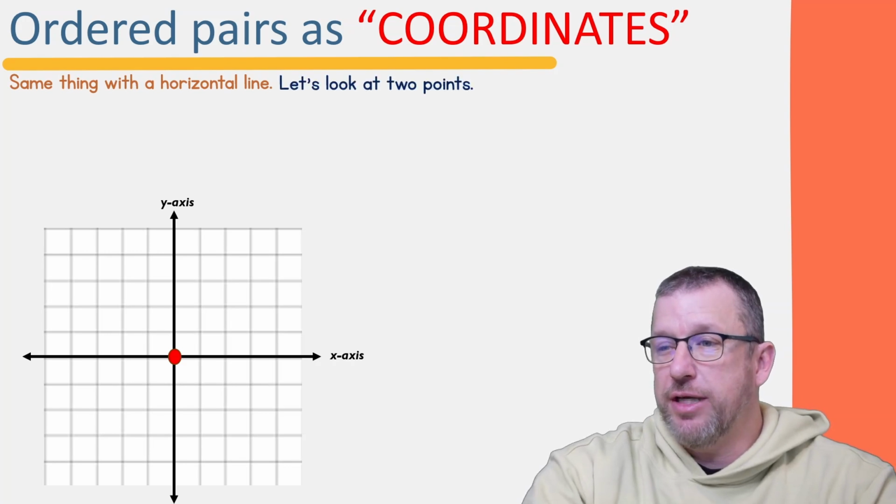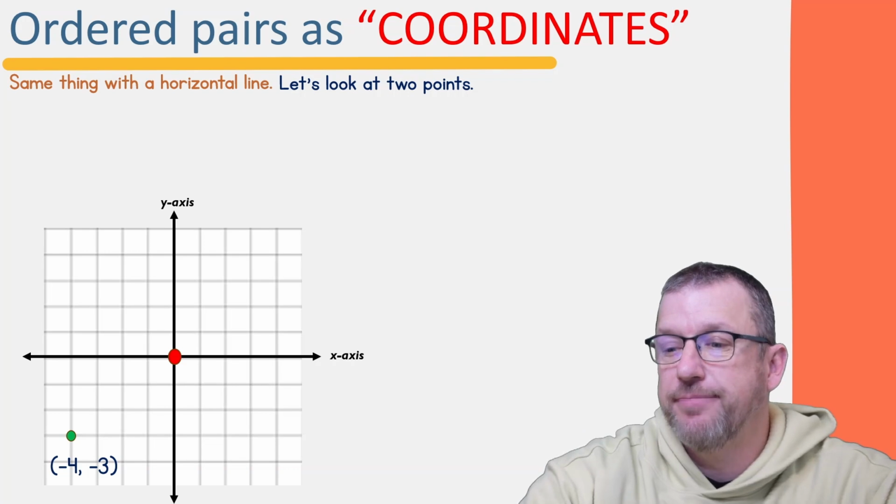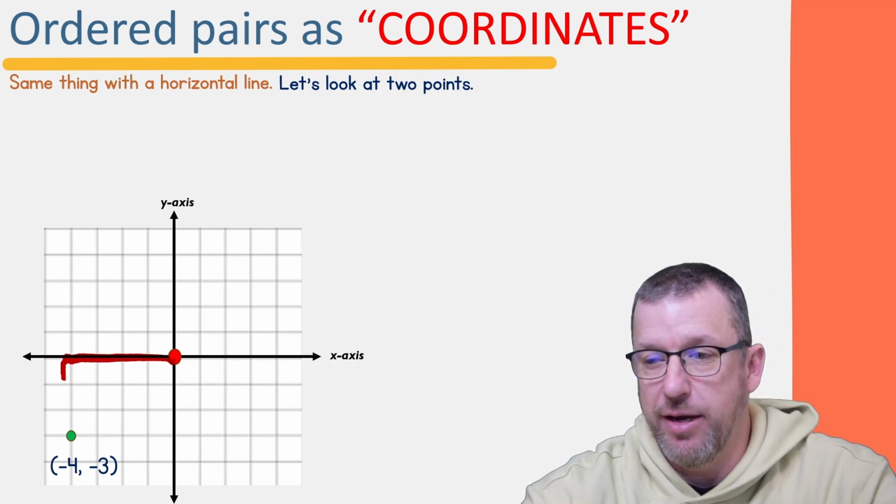Let's look at another one. So say I have a horizontal line. Let's look at these 2 points, okay? I got (-4, -3), which again, I ran -4, I jumped -3.